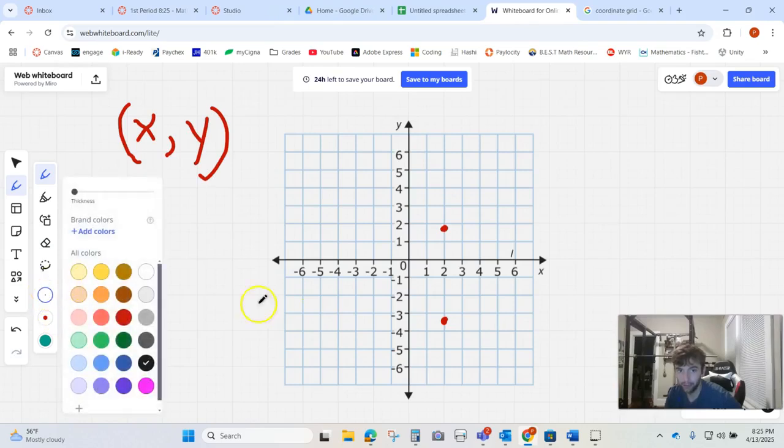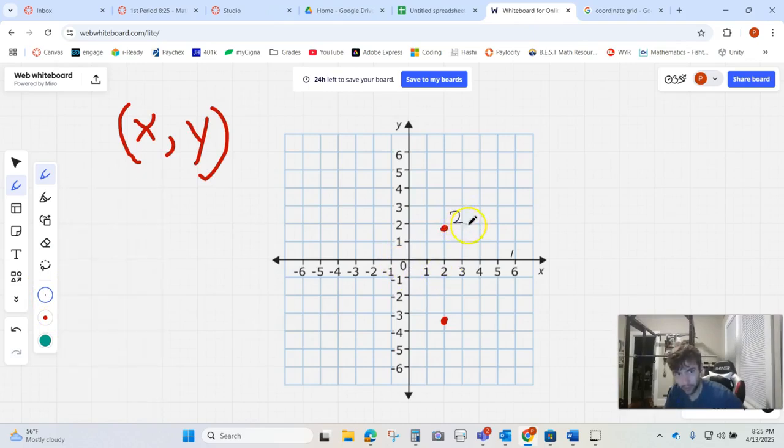That's going to be hard to count, so let's write the ordered pairs down. So we go over to 2, so that's our first number, and then we went up to 1.8. Here, we went over to 2, and then we went down to -3.5. Well, shoot. What's the distance between these points?